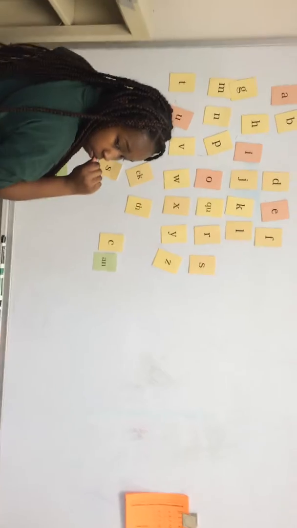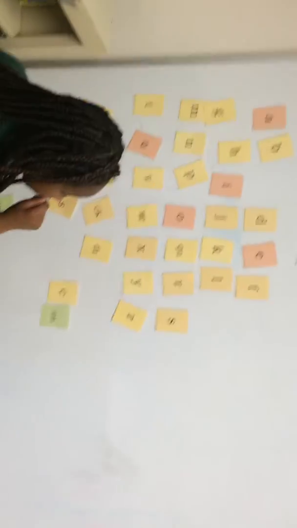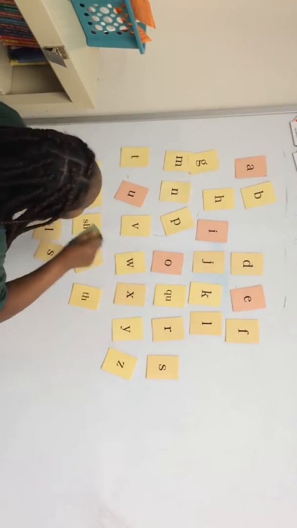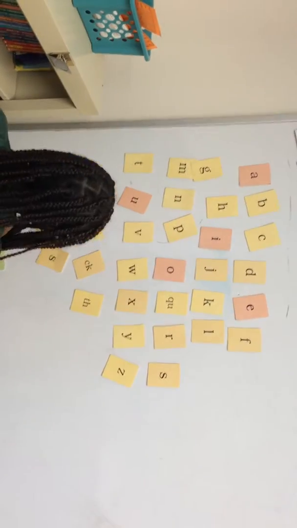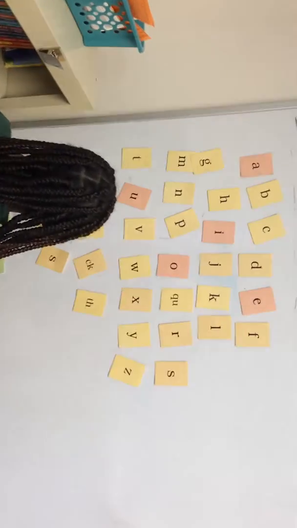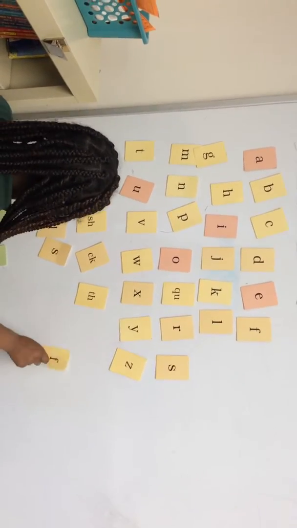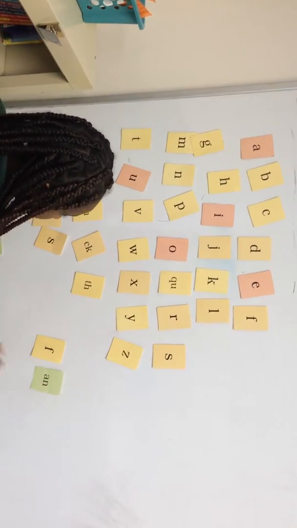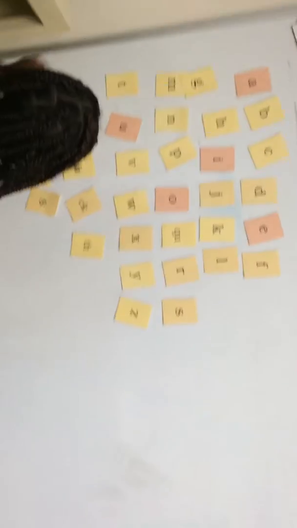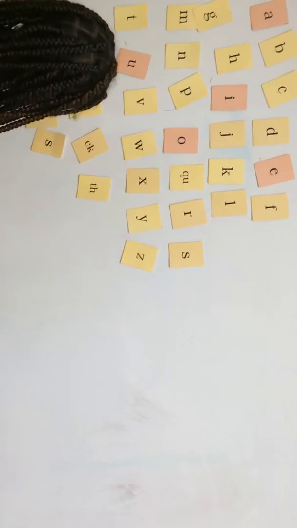Good. Now let's look at one that looks just like it. Fan. You said fan? Mm-hmm. Let me put this back. Fan. Now spell that word as you put it back. F. A-N. Good. Next one.